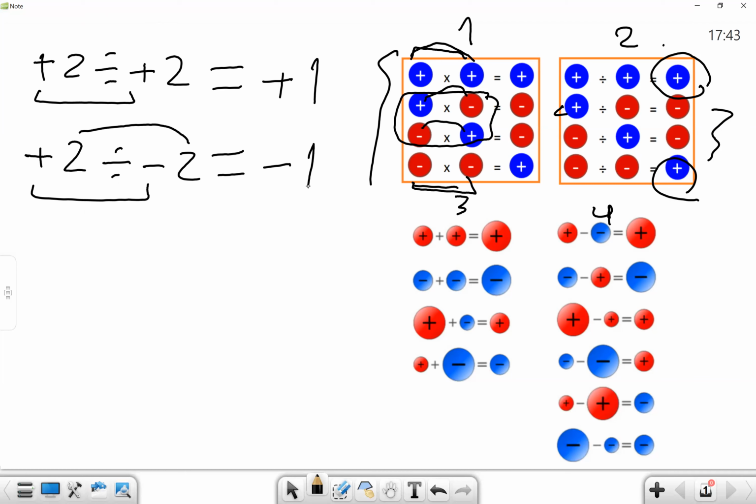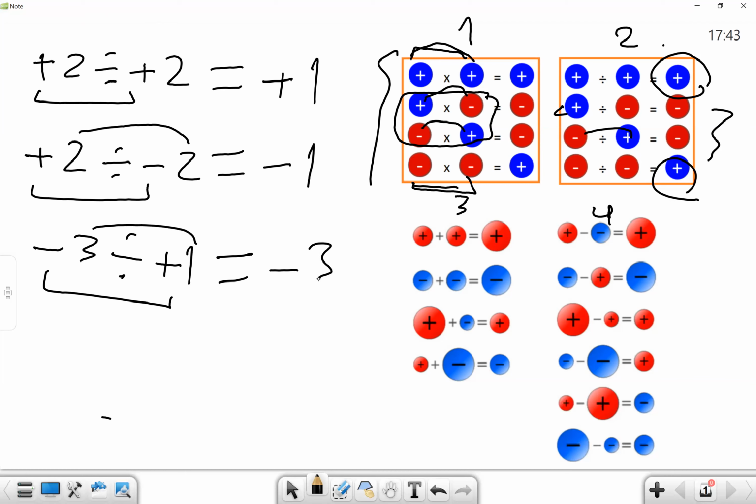Third one, sorry, negative divided by positive. Negative 3 divided by positive 1: negative divided by positive equals negative. 3 divided by 1 is 3. The result is negative 3.